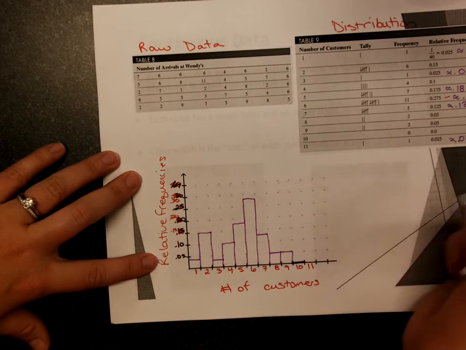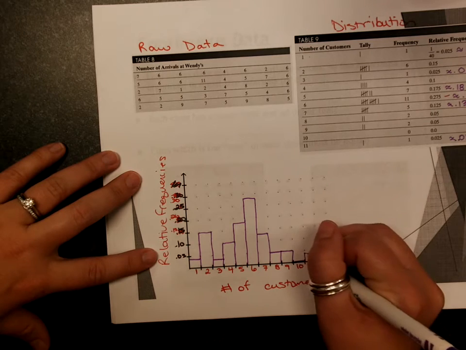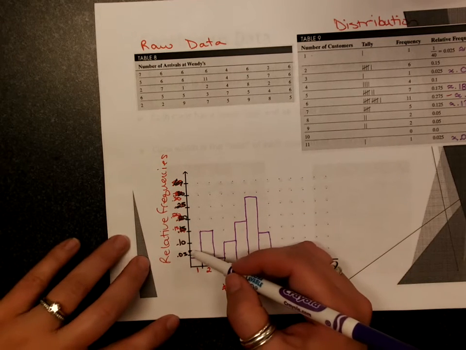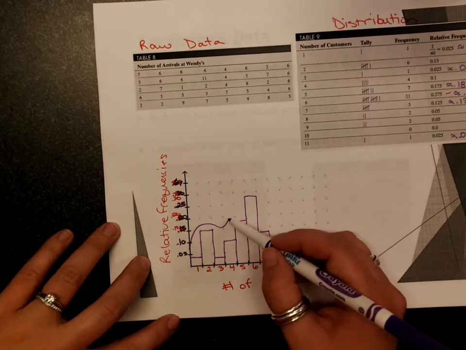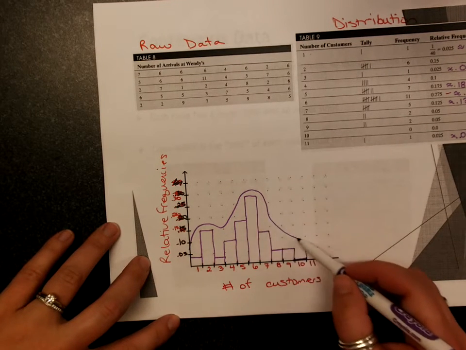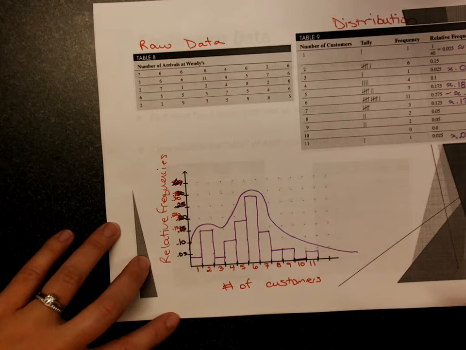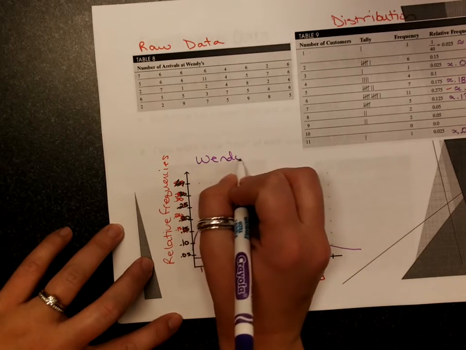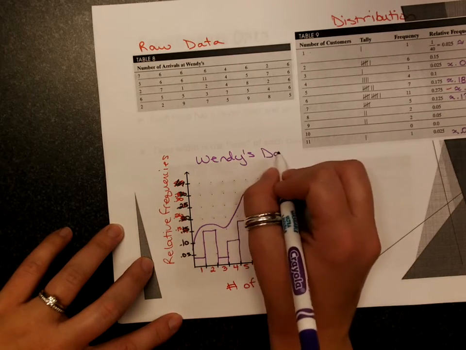And then for 11, we're at 0.03. So our histogram, they're all smushed together one after the other. And this, in chapter 3, will kind of smooth over these histograms to look at different shapes that they make. And so this is the Wendy's data.